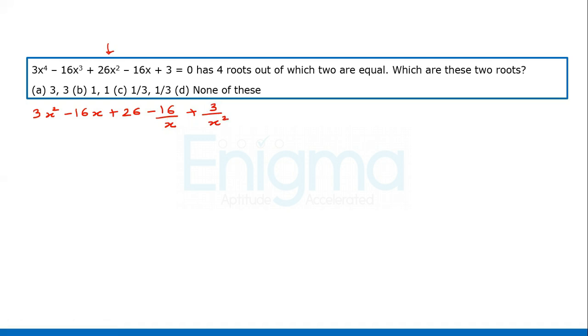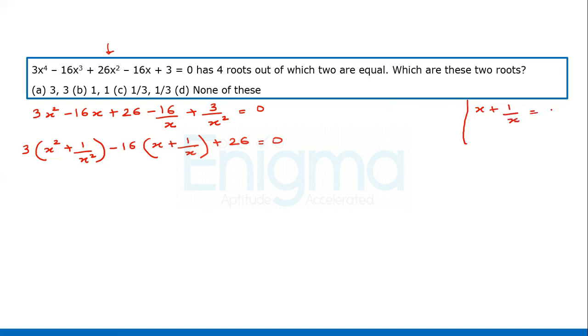Now we can take 3 common here. So it becomes 3 into bracket x square plus 1 upon x square. We can take minus 16 common. So we will have here x plus 1 upon x plus 26, and it is equal to 0. Now what we'll assume here is, we will assume x plus 1 upon x as y.